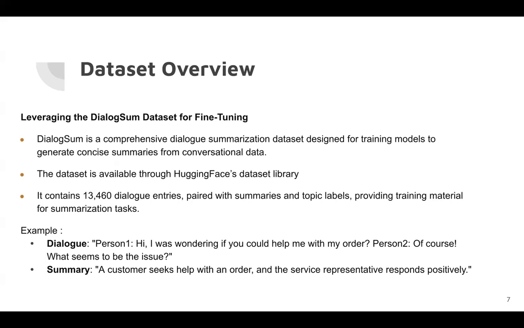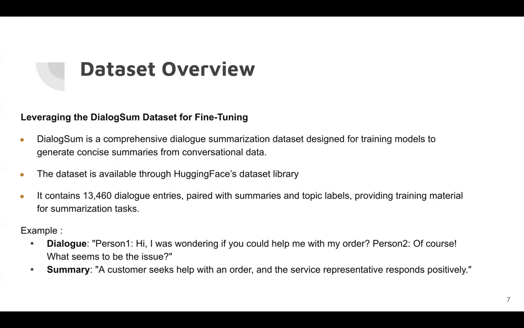So now we'll look at the dataset which we used, why we made that choice and what it looks like. Our choice of dataset was the DialogSum dataset, which is accessible through the Hugging Face datasets library. It consists of about 13,460 dialogues, each paired with professionally written summaries. This dataset is particularly challenging and relevant as it encompasses a wide variety of everyday scenarios, making it ideal for training our model to handle various conversational contexts.